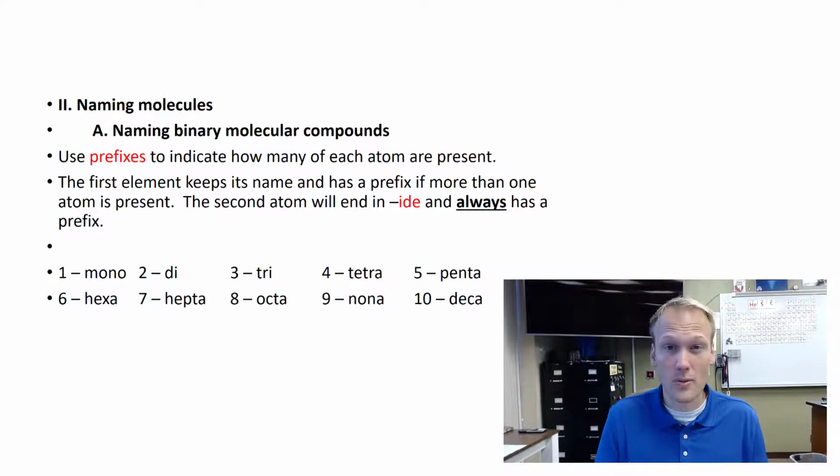So you may have heard carbon dioxide. That's a covalently bonded substance, and it's not carbon dioxygen. We've changed the ending to IDE. The other thing that's important to know is that anytime we have one of the first atom, we do not put the prefix mono on. We just leave it as the name of that atom. But all other times we put a prefix on either the first or the second atom. Let's do some examples, and I think you'll get the hang of this.